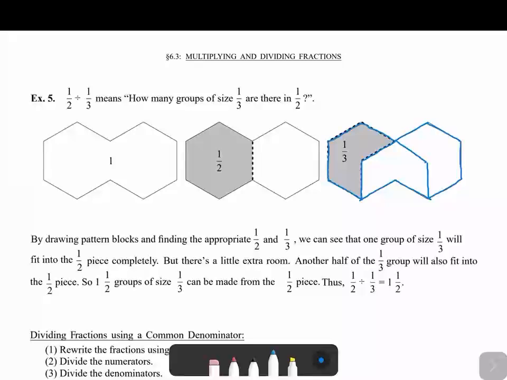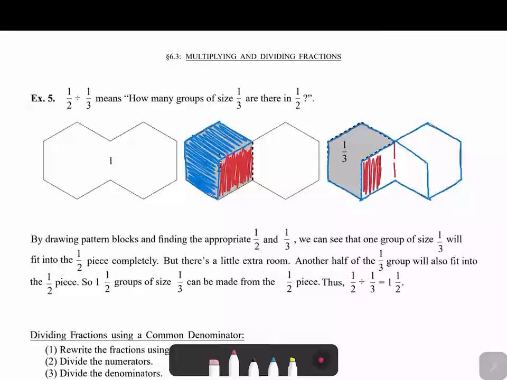So we can see that if we translate this shaded wedge over to on top of the 1/2, it looks like this. We can see that one of our wedges will fit in this 1/2 section, like so. So one wedge will fit in there completely, but we still have some extra shaded part left over. This part left here in our half, after we've already put in one group of size 1/3, is just half of this wedge right here. So in our 1/2 shaded piece, we have one whole wedge and half of another wedge.